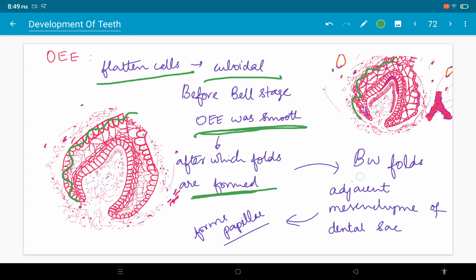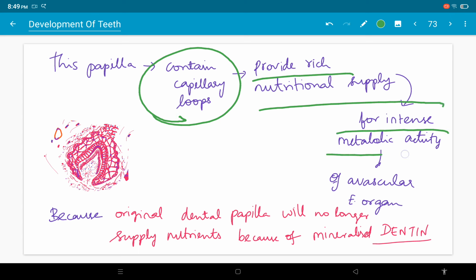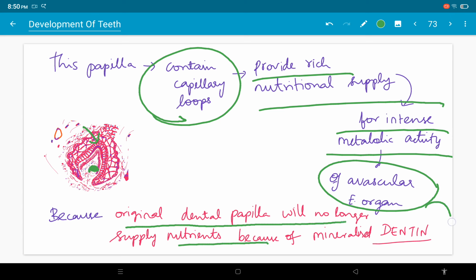Between the folds, the adjacent mesenchyme of the dental sac will form a temporary papillae which will provide nutrition. This papilla contains capillary loops, which we saw now, providing rich nutritional supply for the intense metabolic activity of the enamel organ. Now the enamel organ is literally avascular. There is no blood supply within it, and previously the dental papilla was supplying it. Now since mineralized enamel and dentin have formed, it is the role of these capillaries to provide nutrients to the ameloblasts and outer enamel epithelium, because the original dental papilla will no longer supply nutrients because of the mineralized dentin.